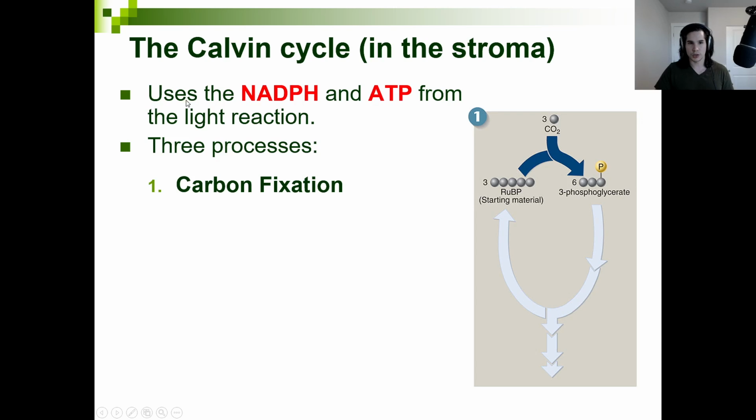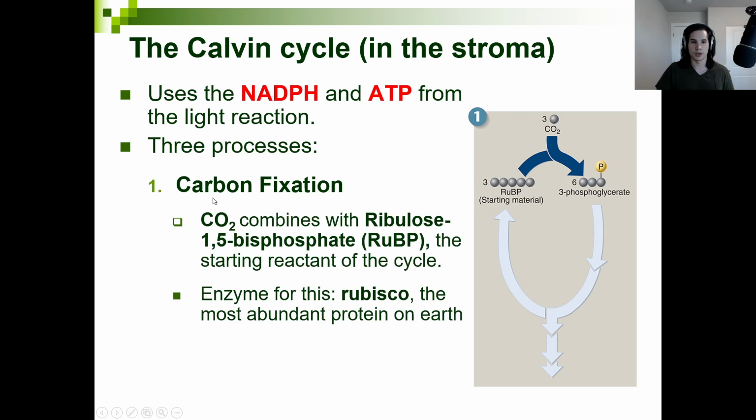So yes, it uses NADPH and ATP from the light reaction. First you've got carbon fixation, so it combines with ribulose 1,5-bisphosphate. The one thing that I do want you to remember is the enzyme, rubisco.